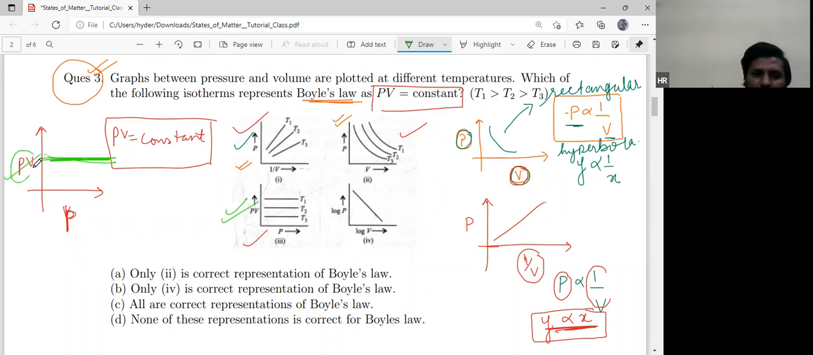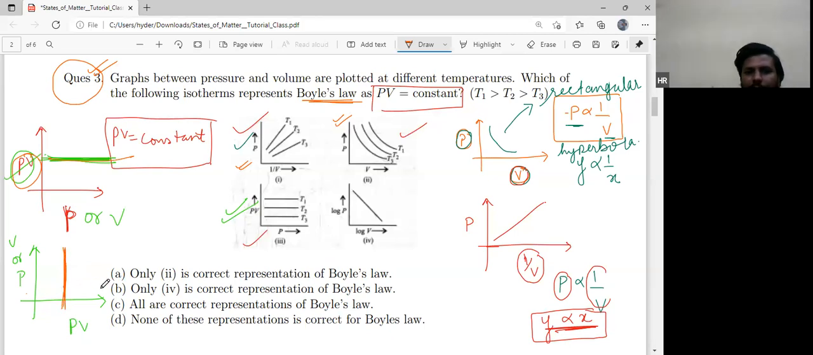So this graph is also correct, whether the graph is between PV versus P, or between PV versus V. If PV is on the y-axis, the graph will be parallel to the x-axis. If PV is on the x-axis, the graph will be parallel to the y-axis, because the value of PV is constant. Is that clear, everyone? Yes.